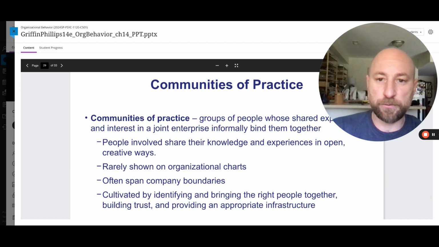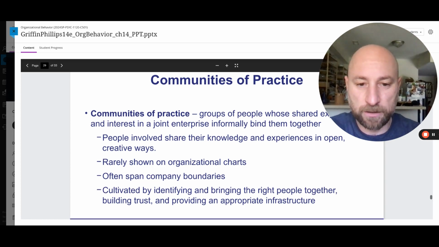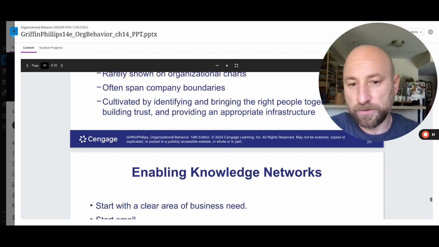So this could just be a group of people who do similar work, like maybe everyone who's doing research on a particular topic. They get together regularly and have lunch or something like that and share notes on what they're doing.